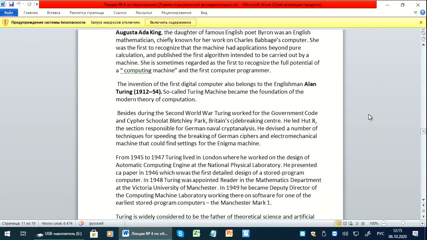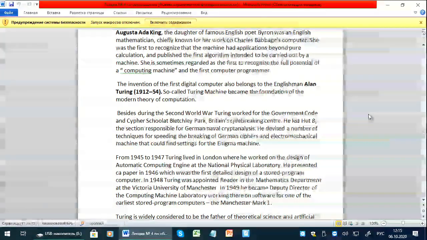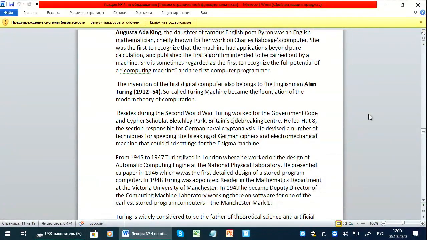Reader is something like our Russian docent. In 1949, he became deputy director of the Computing Machine Laboratory, working there on software for one of the earliest stored program computers, the Manchester Mark I. Do you remember the combination deputy director? It's ZAM director.